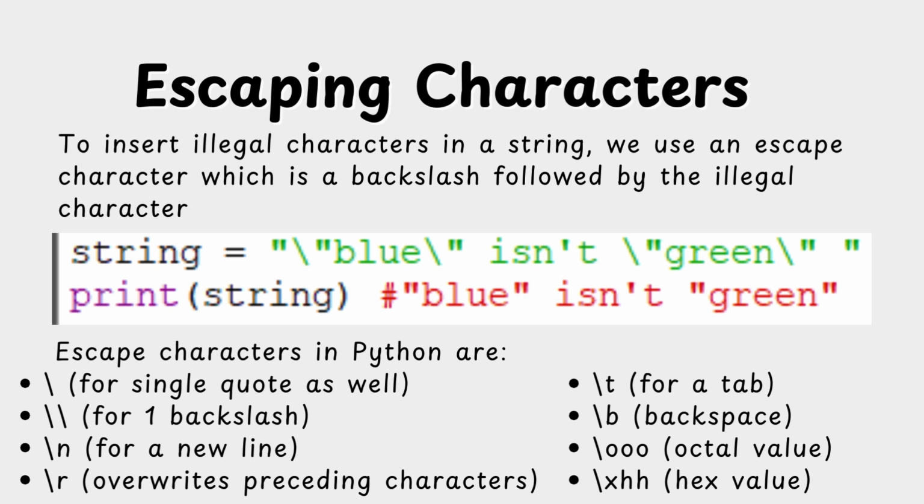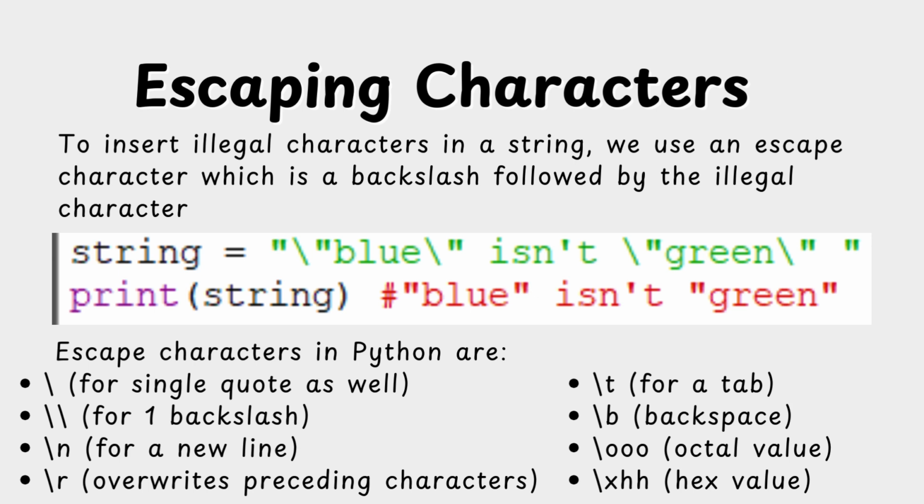So what we do is that we put an escape character before the illegal character. How I love to think about it is that the escape character guards the illegal character from being seen. So let's say I wanted to make a phrase inside my string clear, and I want to put that using quotes. So what I do is I use an escape character before the quotes so that they don't cause an error.